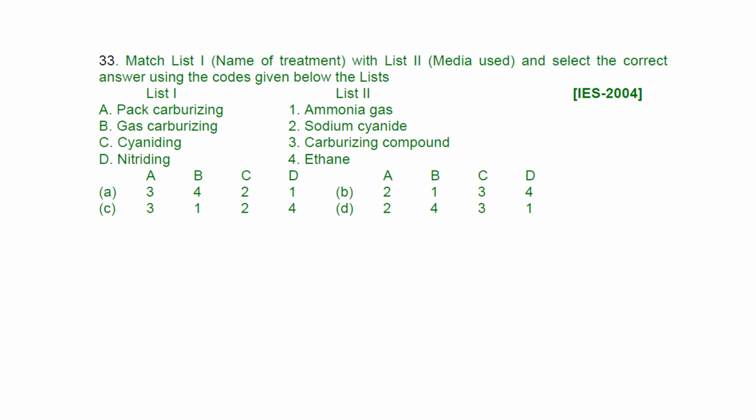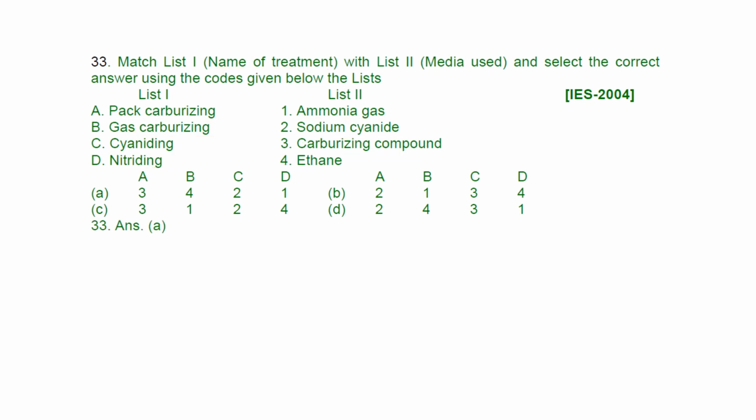Next is a match the list question: name of treatment and media used. Pack carburizing, gas carburizing, cyaniding, nitriding; and ammonia gas, sodium cyanide, carburizing compound, ethane. We have to match these. Pack carburizing is carburizing compound. Gas carburizing is ethane. Cyaniding is sodium cyanide, and nitriding is ammonia. So this is the match list, and the answer is A.